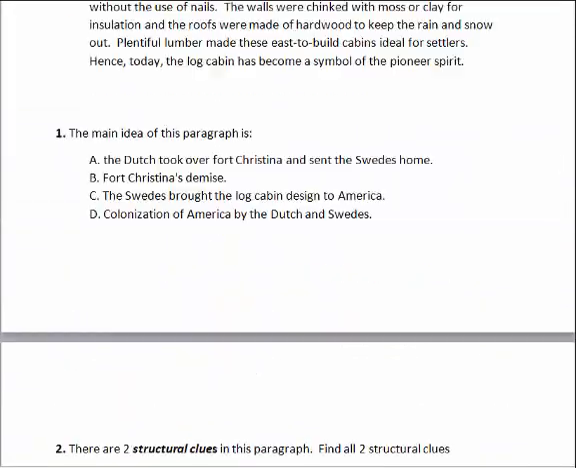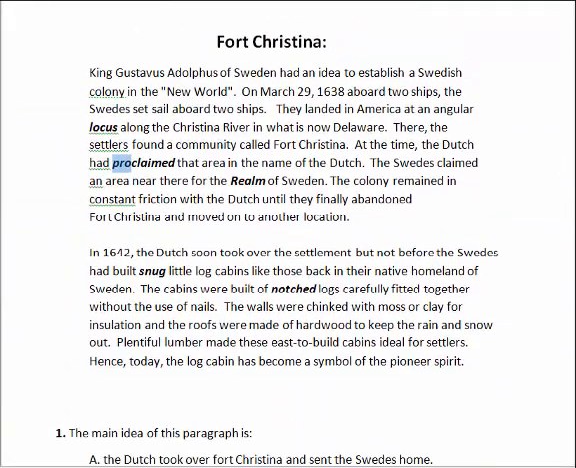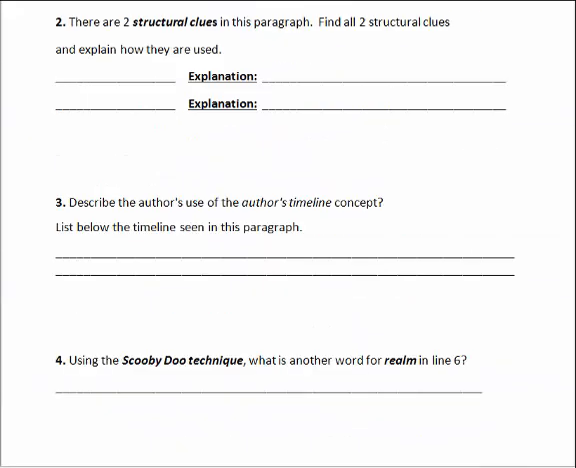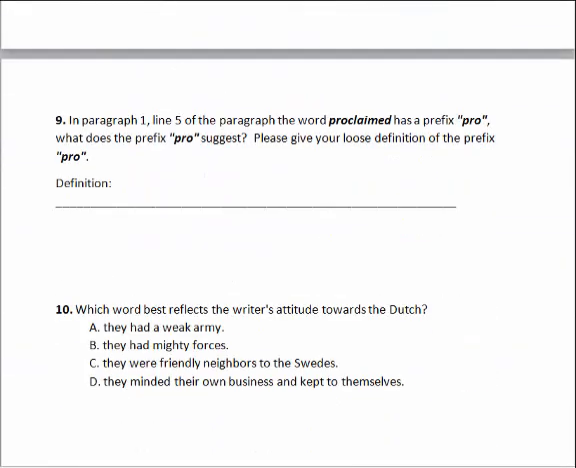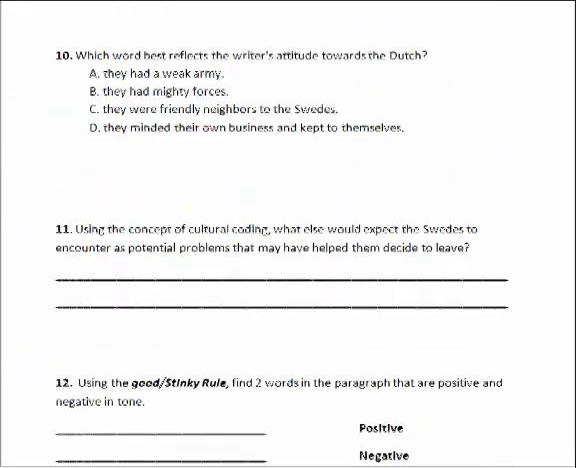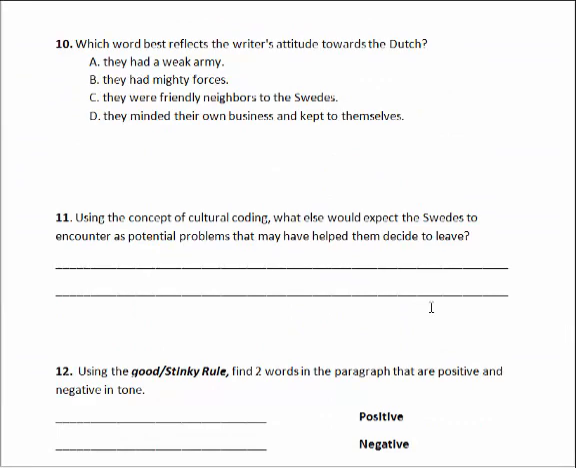We come back up here. We see that the Dutch were in conflict with the Swedes. And eventually, because of this conflict, the Swedes decided to go somewhere else. Then the Dutch took over the Swedish colony. So what does the author think about the Dutch? Maybe a little bit on the negative side. Let's go ahead and take a look at our answer choices, keeping that in mind. See, we used a little bit of good stinky rule on that one.